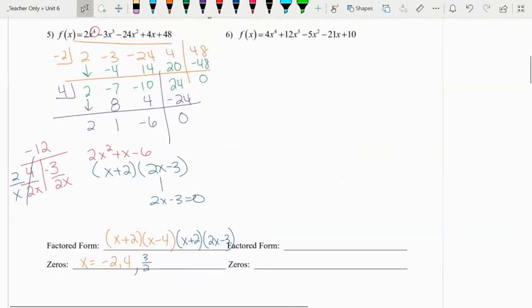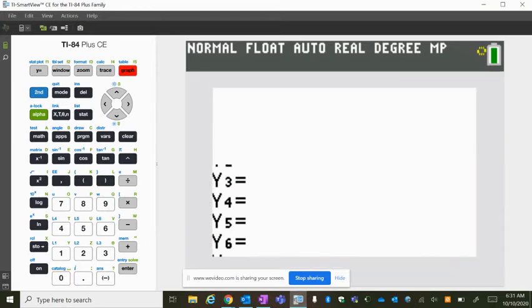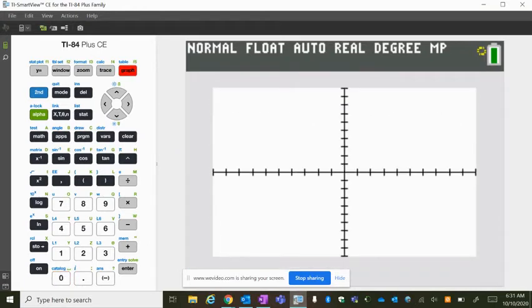All right, so we're going to do the same thing in number 6. So go ahead and type that into your calculator now. All right, so if you typed it in your calculator, you get 4x to the fourth plus 12x cubed minus 5x squared minus 21x plus 10. So we hit graph and we take a look at what we're working with here.